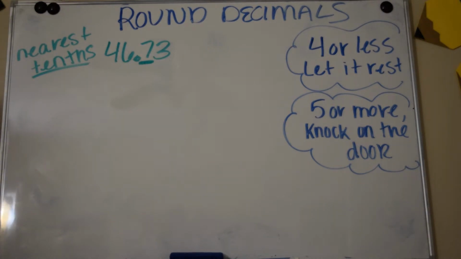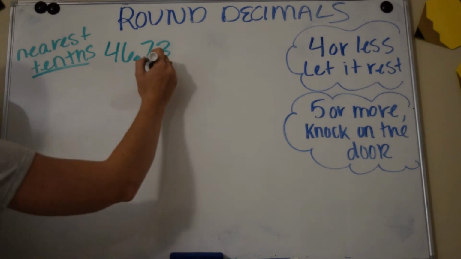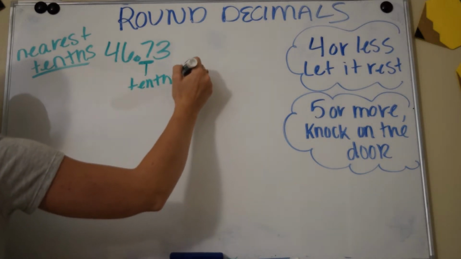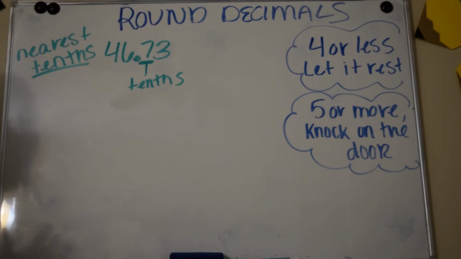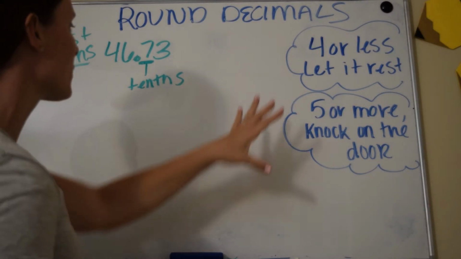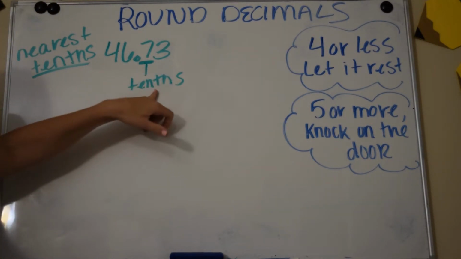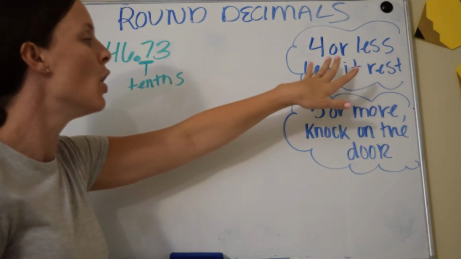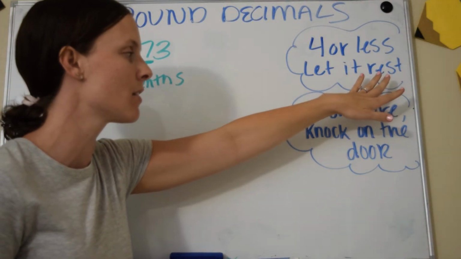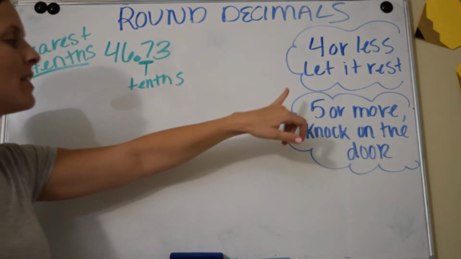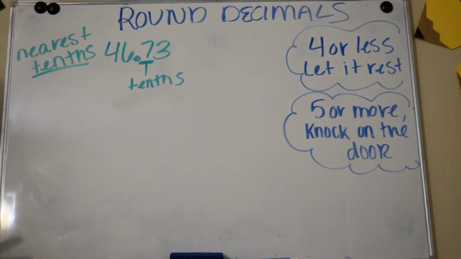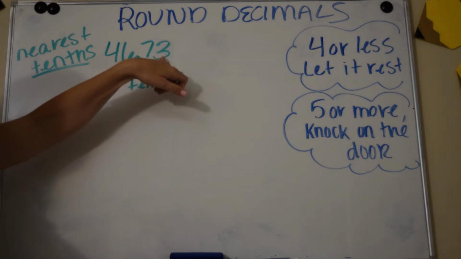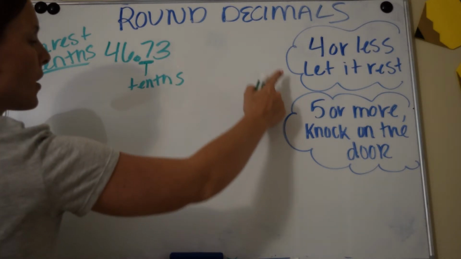So you need to have your place value chart out to help you. This 7 is in the tenths place. So what they want me to do is they want me to round this 7. This 7 is either going to stay the same or it's going to go up because of our rules. So these are the rules. If the number to the right of the tenths place is a 4 or less, we let the 7 rest. If the number to the right of the 7 is a 5 or more, you knock on the door and you round up. So let's see what it is. The number to the right of the 7 is a 3. So what scenario does that fall under?